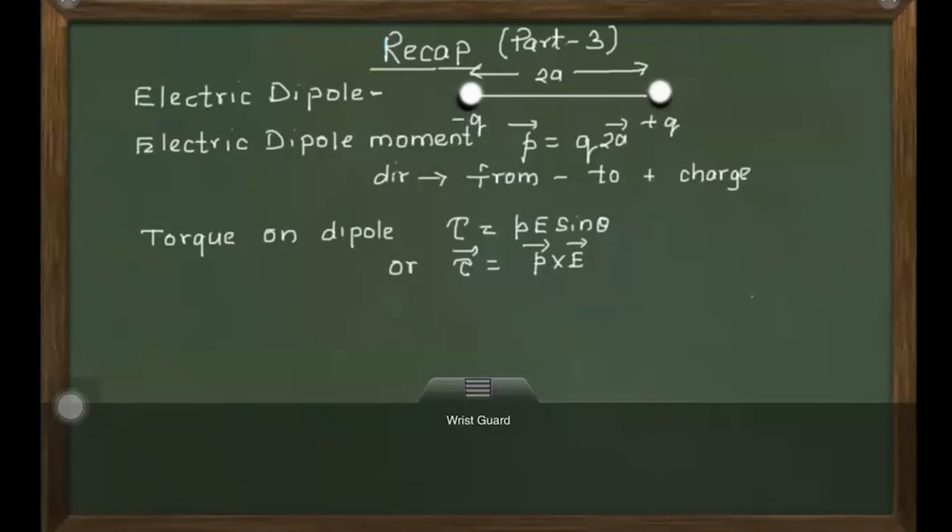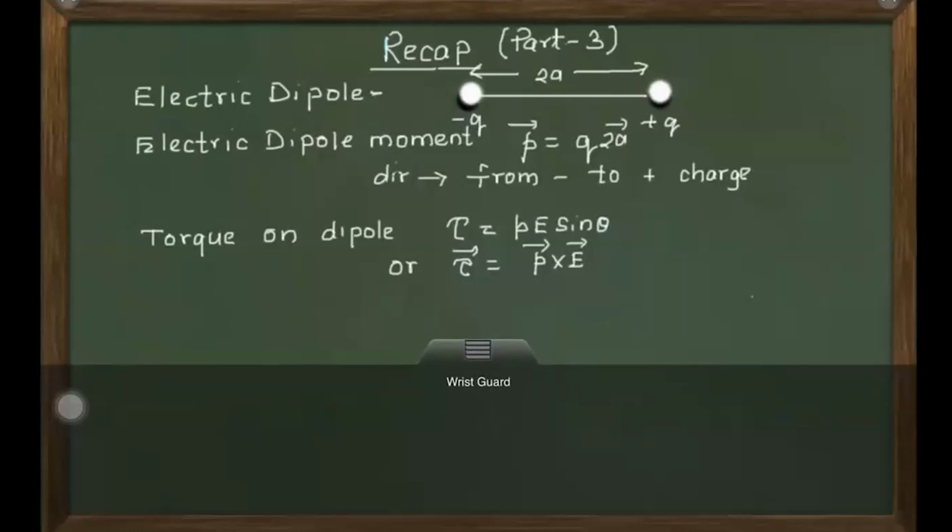So before going on to the fourth part of electrostatics, we just recap part 3. In part 3, we have studied about the electric dipole, in which there are two charges, one negative and another positive. They are separated by a very short distance, usually represented by 2A. So this system is called an electric dipole.